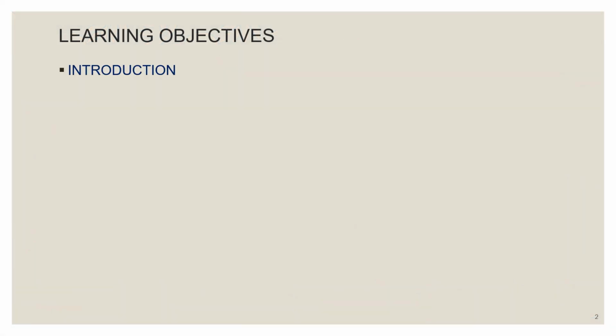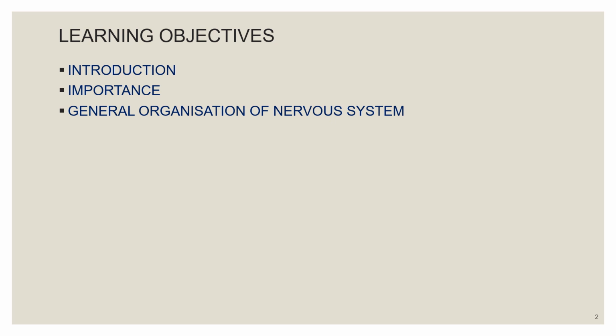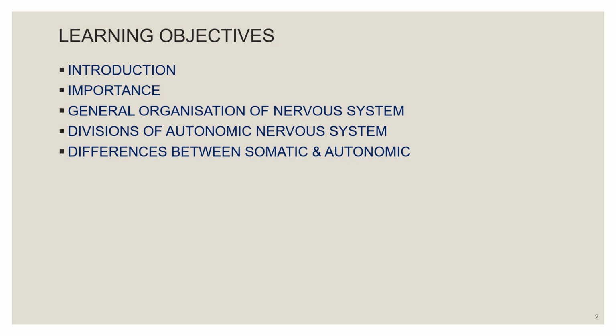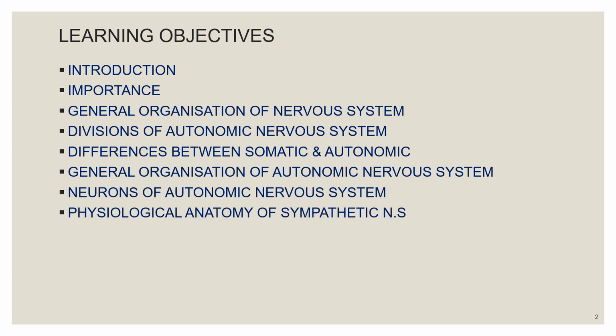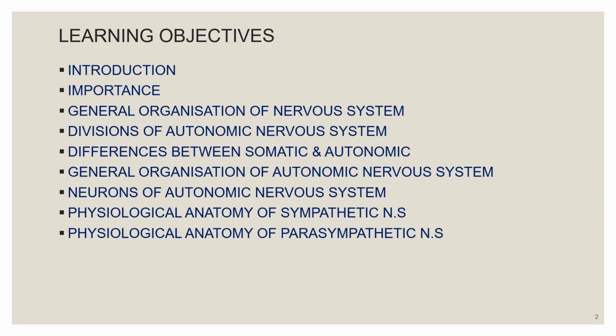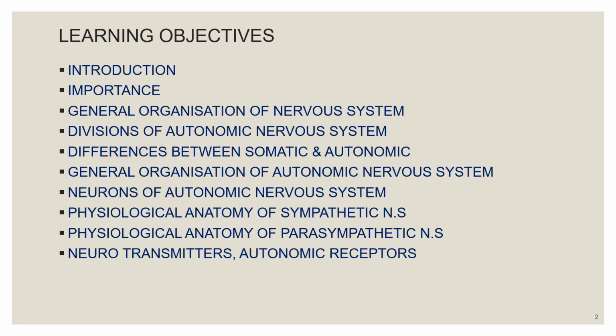Our learning objectives will be introduction, importance, general organization of the nervous system, divisions of the autonomic nervous system, differences between somatic and autonomic nervous system, general organization of the autonomic nervous system, neurons of the autonomic nervous system, physiological anatomy of sympathetic nervous system, physiological anatomy of parasympathetic nervous system, neurotransmitters, autonomic receptors, functions of autonomic nervous system. So in this we will learn about all these things.